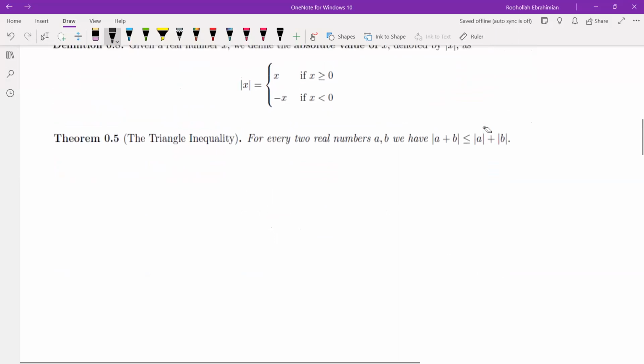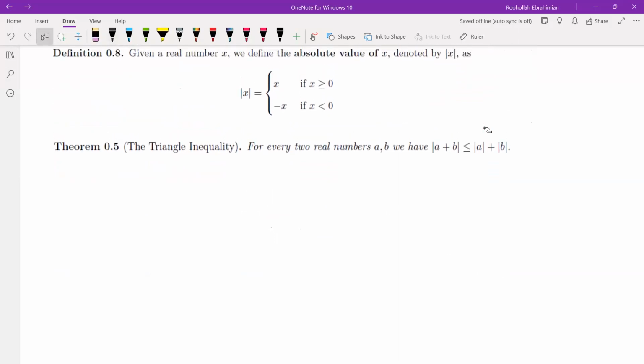The first theorem we're going to go over now is the triangle inequality. This is something that I'm actually going to go over the proof of. So what does the triangle inequality tell us? It tells us that for every two real numbers a and b, the absolute value of a plus b is less than or equal to the absolute value of a plus the absolute value of b. So we are going to prove this theorem. Since we are dealing with absolute values, we would have to know whether a and b are positive or not. So there are several cases we need to take.